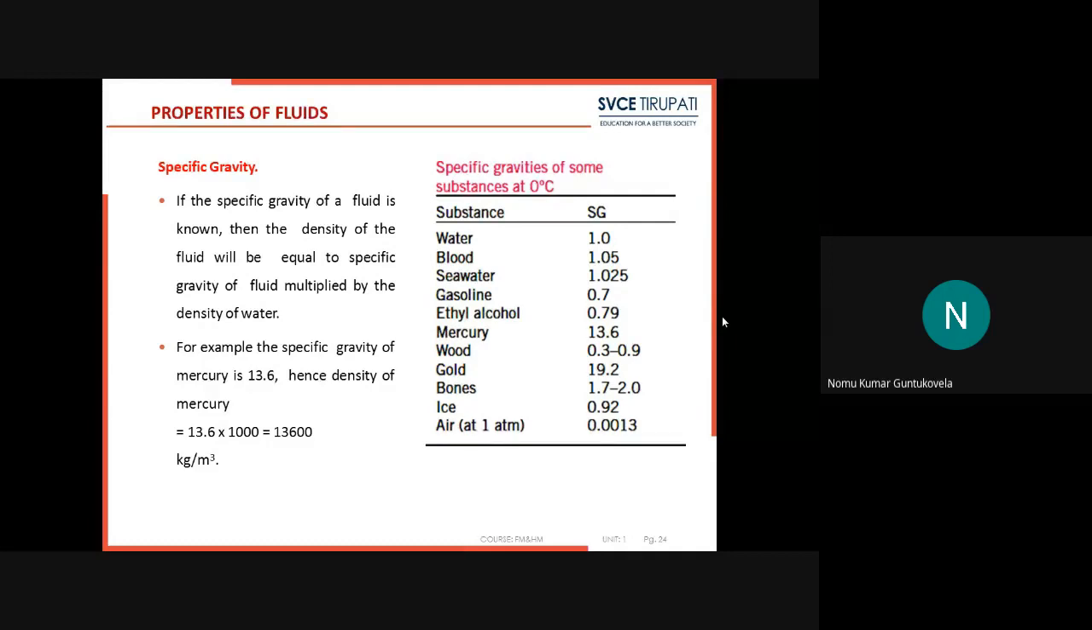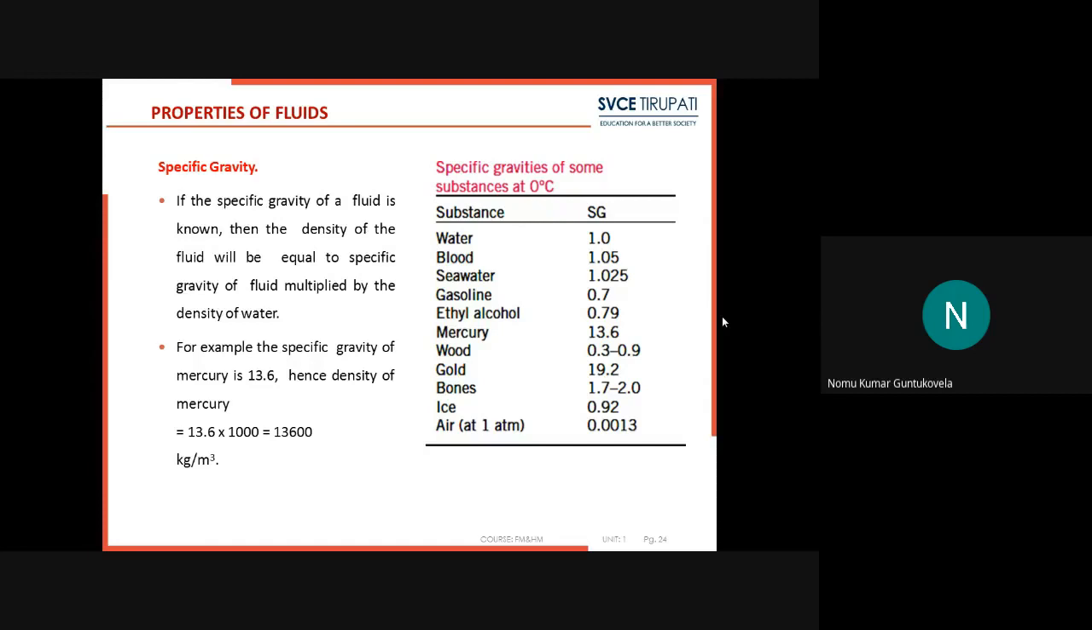For mercury we have 13.6. For wood we have 0.3 to 0.9. For gold we have 19.2. For bones we have 1.7, and it ranges from 1.7 to 2. For ice we have 0.92. For air, at 1 atmosphere, we have 0.0013. These are all the specific gravities, the standard specific gravities.